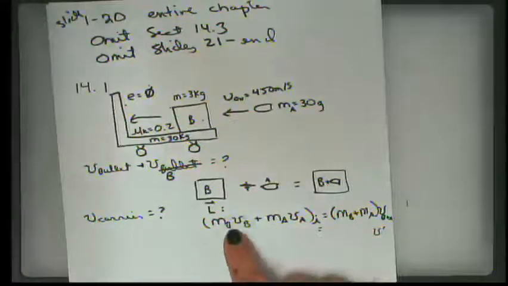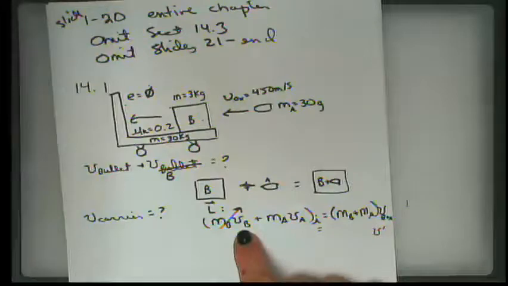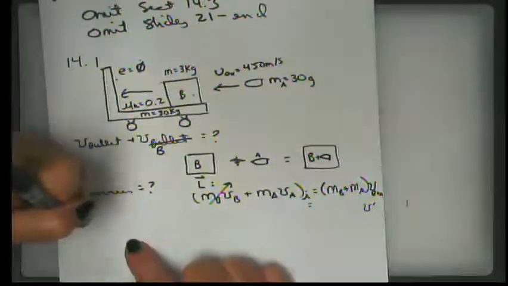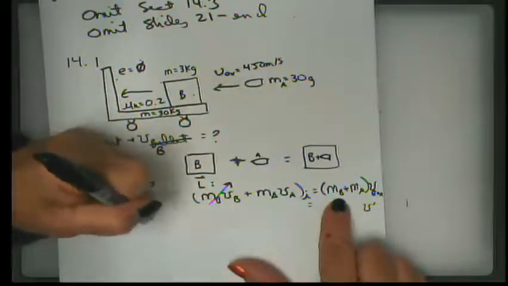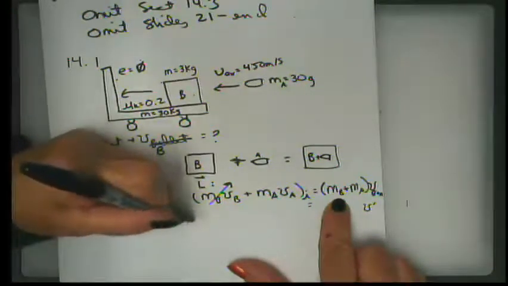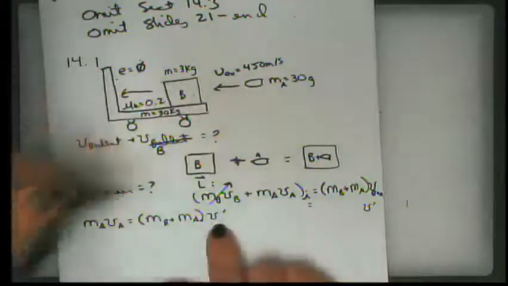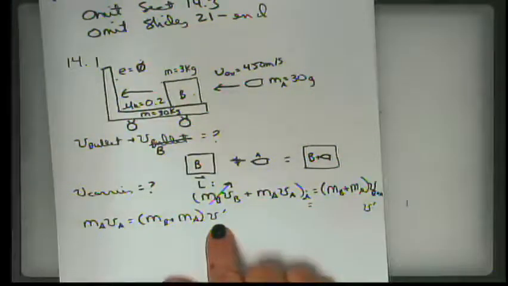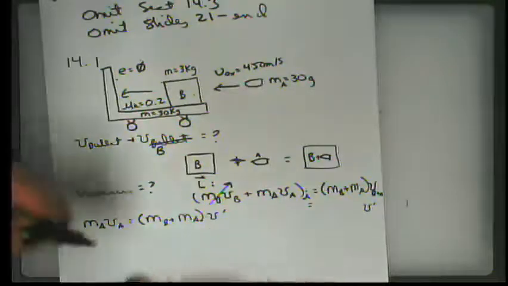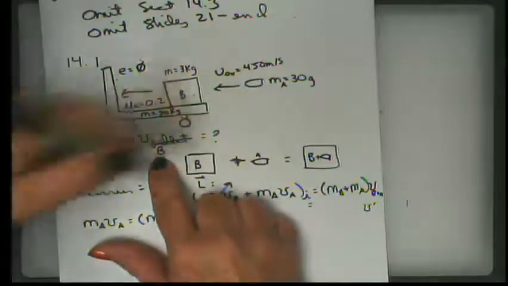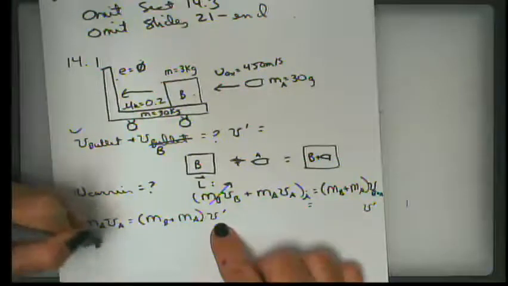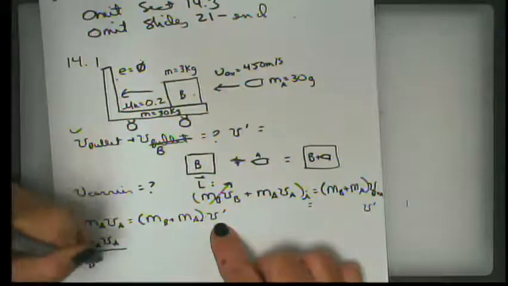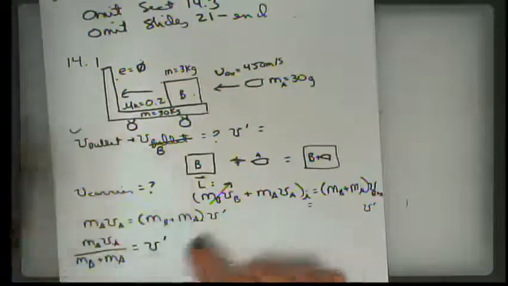Well, the block is not initially moving. So we can then simplify this equation to just say the mass of A times the initial velocity of A is going to equal the combined mass of B plus the mass of A times the velocity after the impact. All right, so if we want to solve for the velocity of the bullet plus B, I'm calling that V prime. So I can then say the mass of A times velocity of A over the mass of B plus the mass of A is equal to V prime.